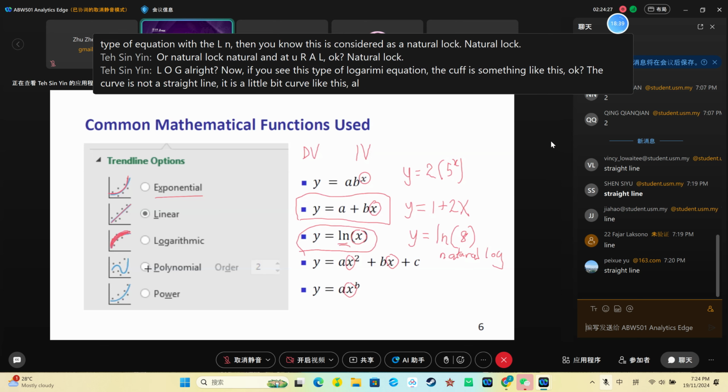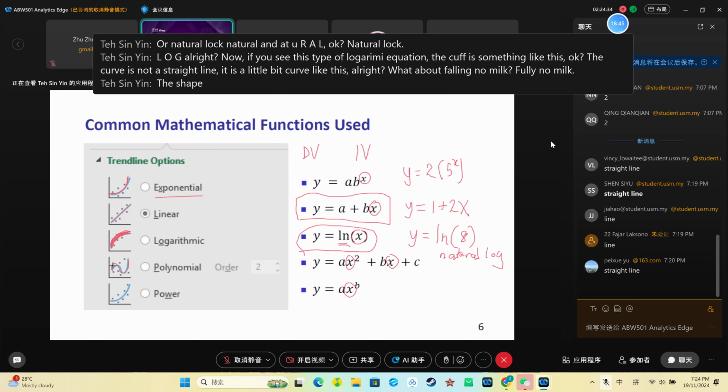All right. What about polynomial? Polynomial, the shape is not a straight line.